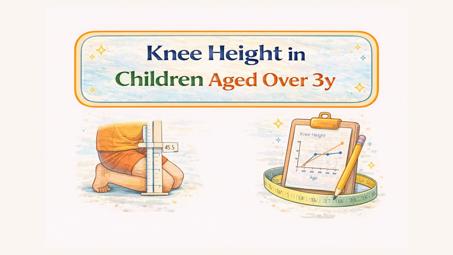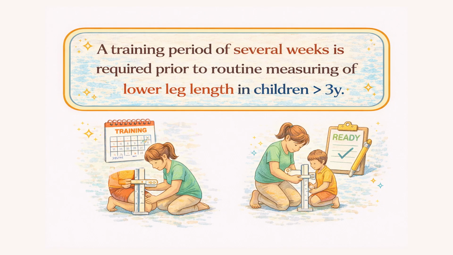Coming to the knee height in children aged over 3 years, the measurement of knee height in children is termed kneemometry. This measurement is taken from the distance between the heel and the knee of the right leg, that is the lower leg length, when the child is sitting. At least 3 and preferably 6 measurements are needed for an accurate determination of the lower leg length in a child. A training period of several weeks is required prior to routine measuring of lower leg length in children below about 3 years.